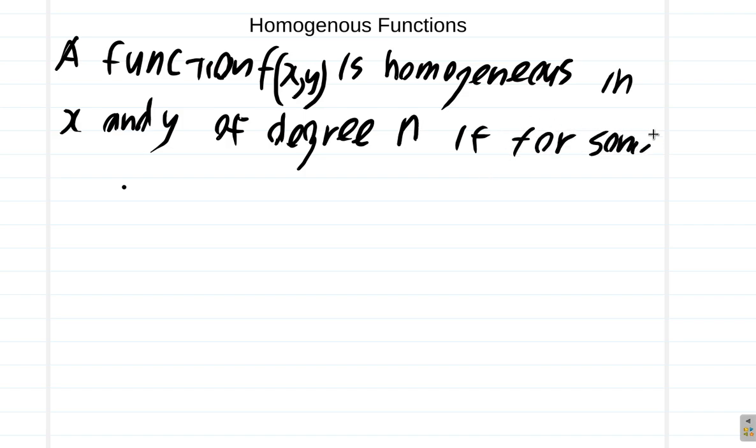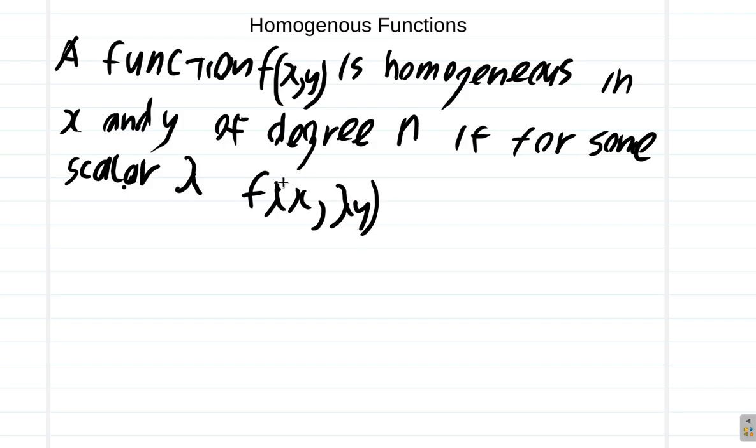for some scalar, this means some number, say lambda, our number is lambda, f of lambda x comma lambda y is equal to lambda raised to the n of f of x, y. So what happened here?